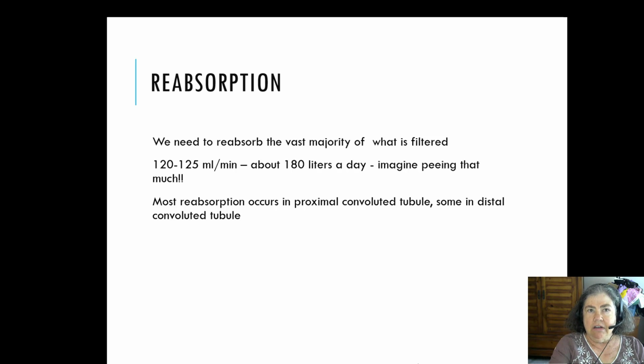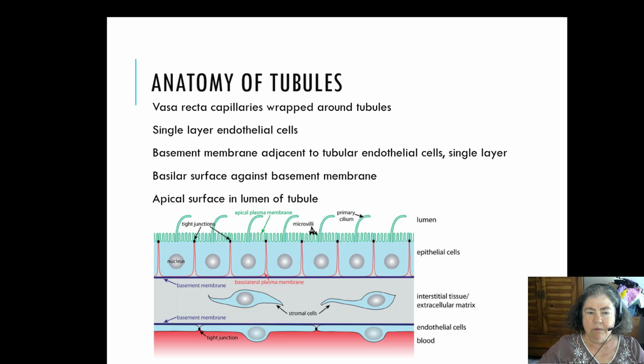So that starts immediately after the Bowman's capsule, that urinary space at the glomerulus, in a structure called the proximal convoluted tubule. As we move along, we're going to go through different parts of this tubule, and we start at the proximal tubule.